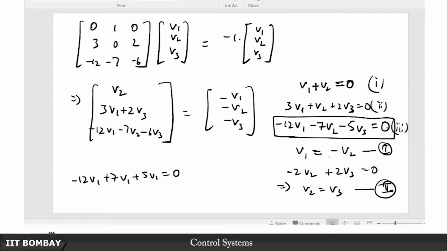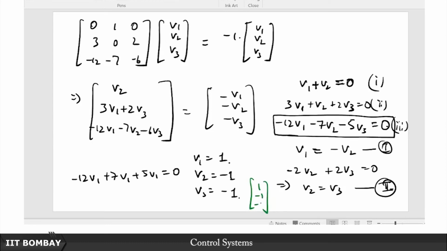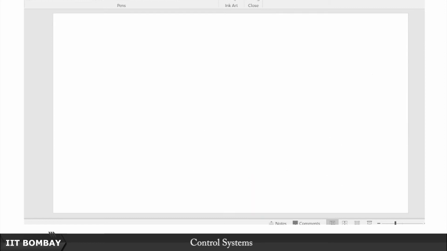But now this is not uniquely determined, as I said, so I will choose v1 is equal to 1, that is the 1 degree of freedom that I have. Then automatically v2 gets set to minus 1 and v3 gets set to also minus 1. So my V matrix then becomes 1, minus 1, minus 1.